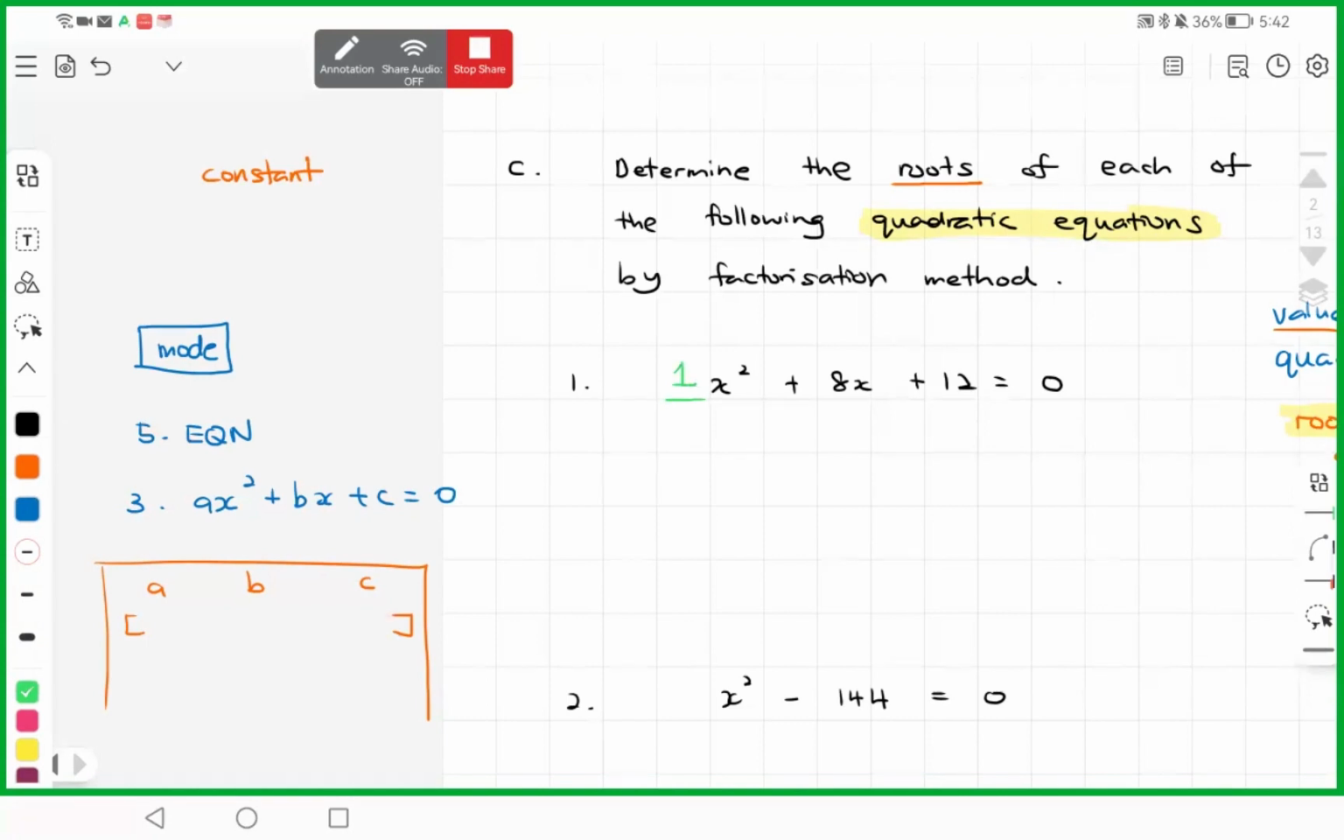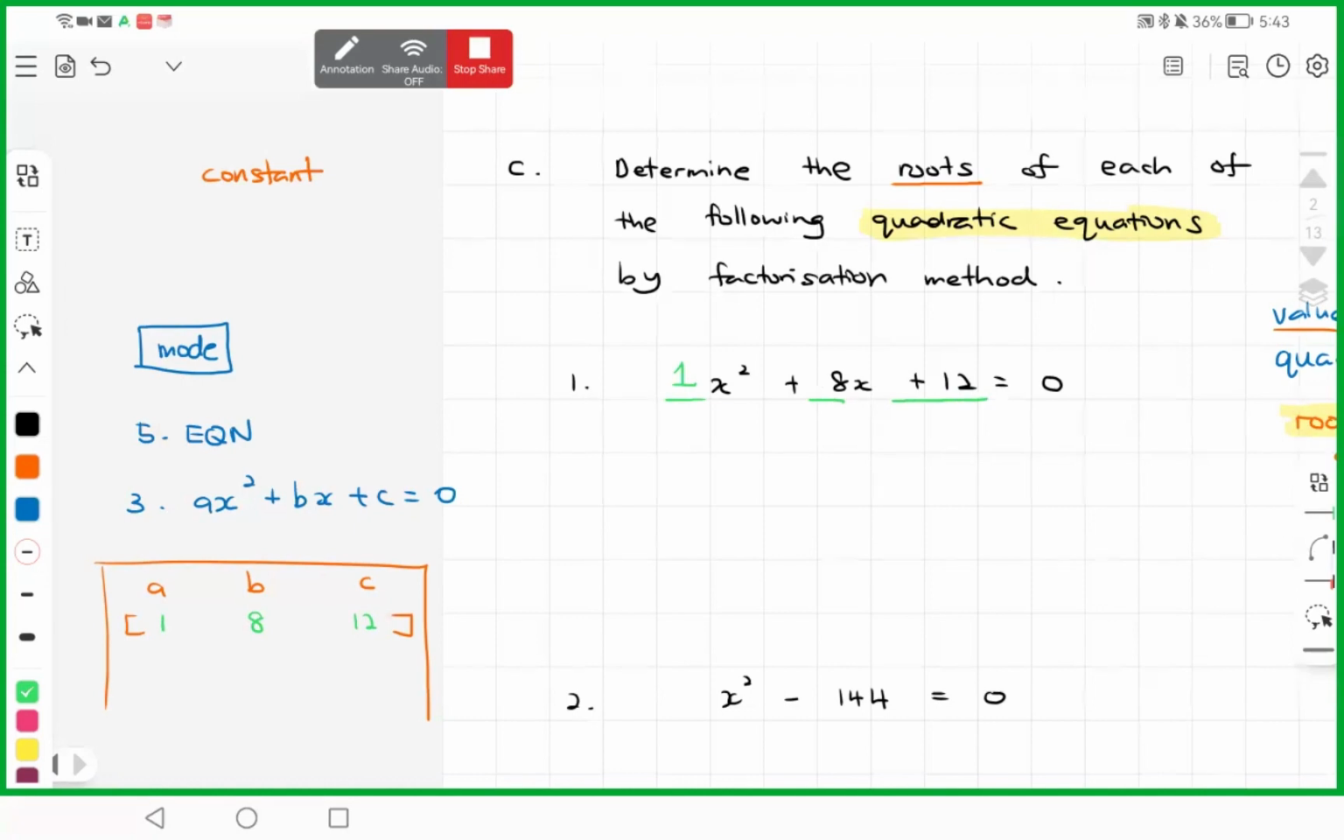Then b is the constant before x, which is 8. C is the whole number after x, including the symbol, so positive 12. So now we key in ABC. A is 1, B is 8, C is 12. A is 1, equal. Then B 8, equal. C then 12, equal.